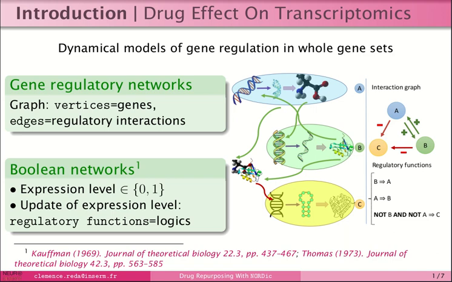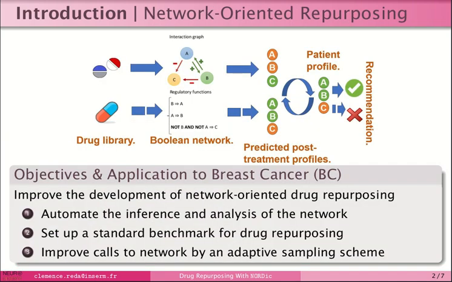So network-oriented drug repurposing might be useful. Indeed, using a Boolean network allows us to account for transcriptomic cascade during drug treatment, and thus to identify potential off-targets which might lead to negative side effects.